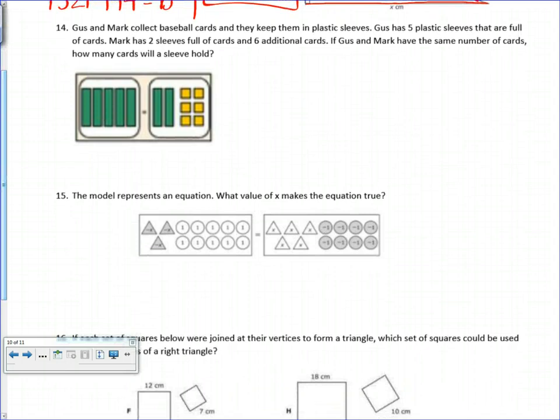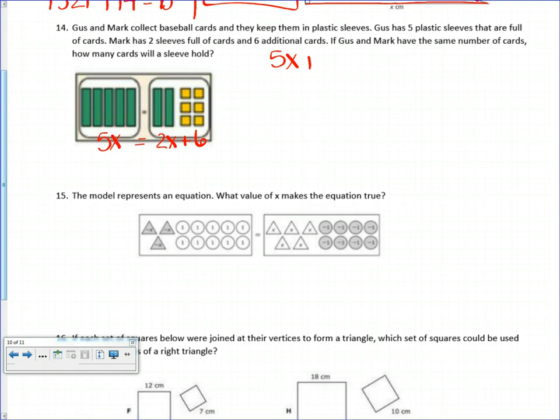Number 14. Gus and Mark collect baseball cards and they keep them in plastic sleeves. Gus has 5 plastic sleeves that are full of cards. Mark has 2 sleeves full of cards and 6 additional cards. If Gus and Mark have the same number of cards, how many cards will a sleeve hold? So we have 5x on this side because we're looking for the number of cards in the sleeve. And here, on the other side, 2x plus the 6 additional cards.